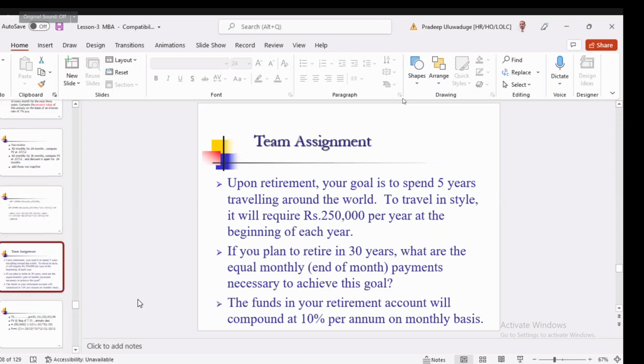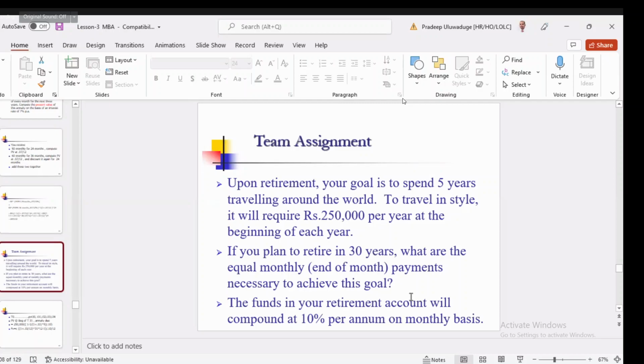Upon retirement, your goal is to spend 5 years traveling around the world. To travel in style, you will require 250,000 per year at the beginning of each year. And at the beginning, now it will be an annuity due. You will require 250,000 starting from the day you retire for a time period of 5 years. So if you plan to retire in 30 years, what are the equal end of month monthly payments necessary to achieve this goal?